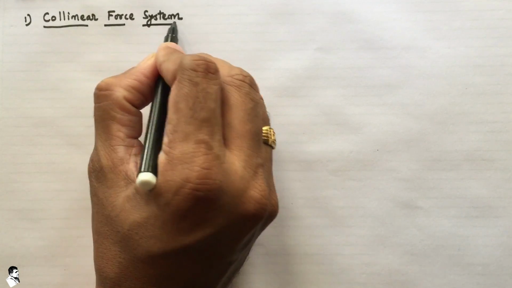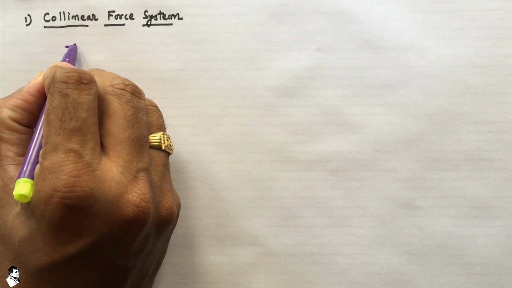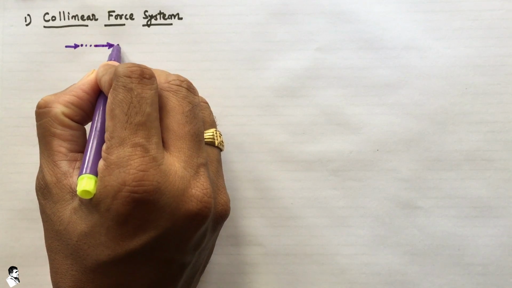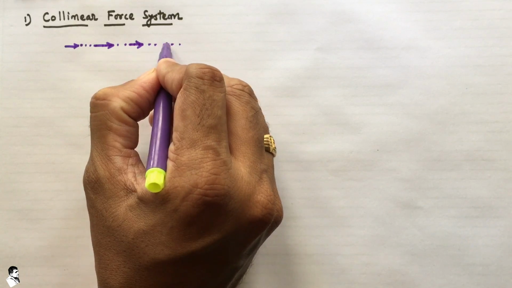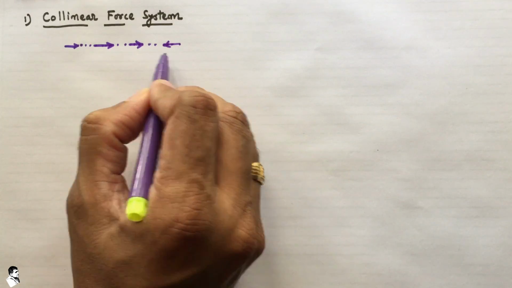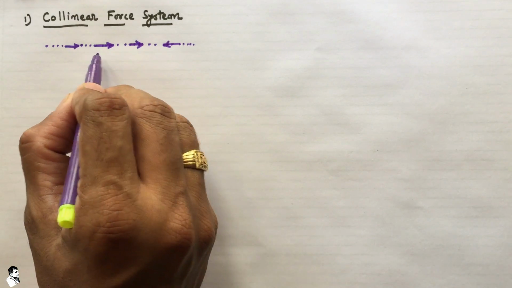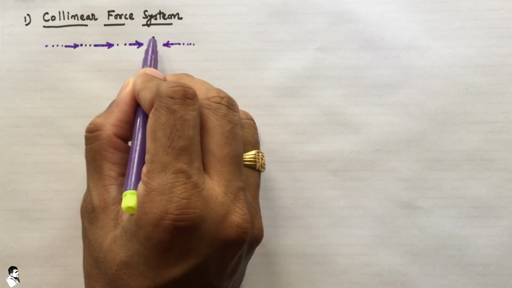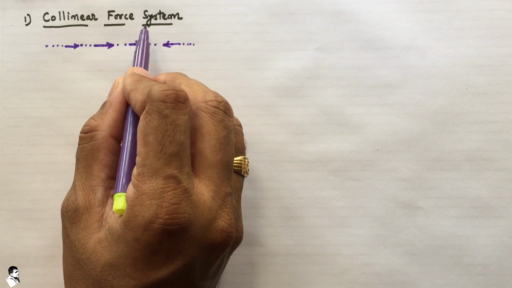Now collinear force system consists of collinear forces. That means the forces are acting on a similar line. Maybe the directions of the forces are different, but if they are acting on the same line of action, this type of forces are known as collinear forces, and the combination or the system of the forces is known as a collinear force system.